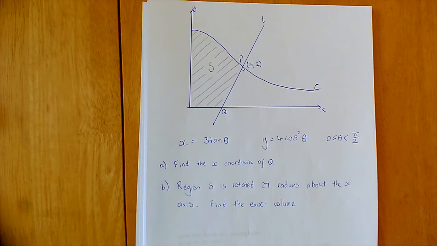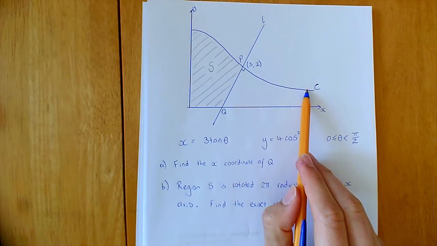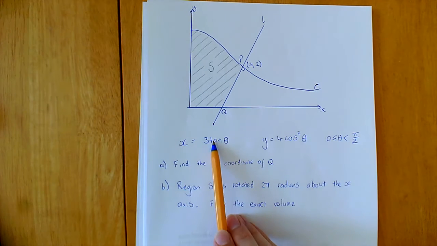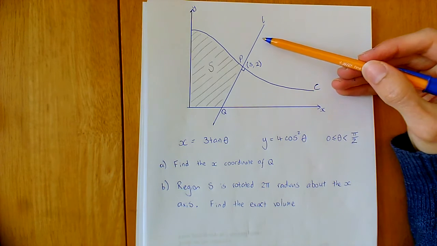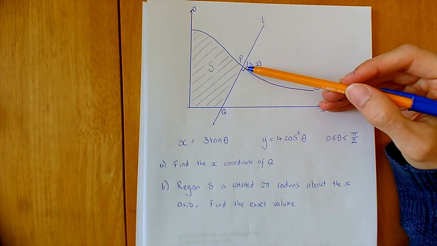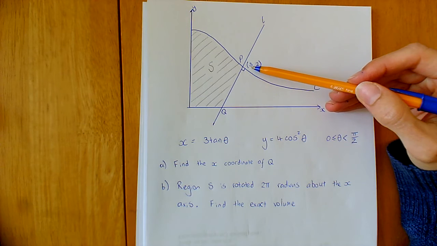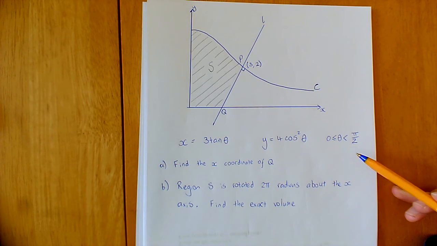Okay, here's a past paper on parametric volumes of revolution, split into two parts. So you're given a curve, it's called C, and it's got this equation, x, y, both in terms of theta. Then we've also got this straight line L. We know it's a normal to the curve at the point (3, 2). And we're also told that theta only has a value between 0 and pi by 2.